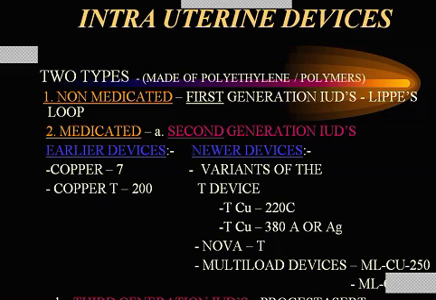So why is the hormone or copper added to the device? What is the advantage of adding this? It reduces the side effects and improves the contraceptive effectiveness. The effectiveness of the contraceptive against the occurrence of pregnancy is increased. So this is the classification of intrauterine devices.